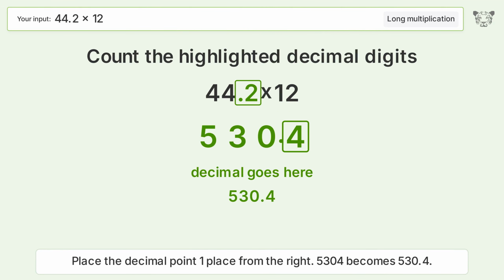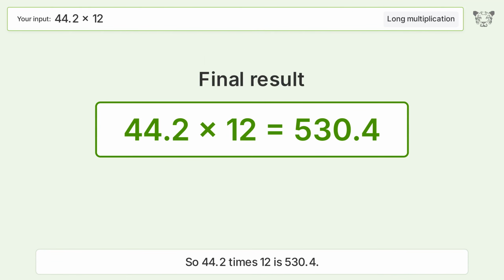Place the decimal point one place from the right. 5,304 becomes 530.4. So 44.2 times 12 is 530.4.